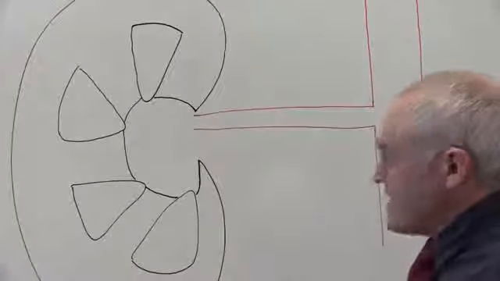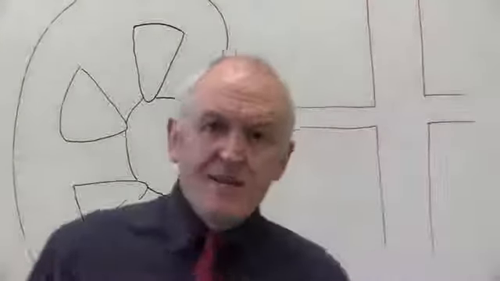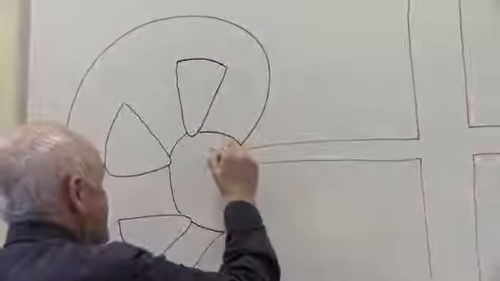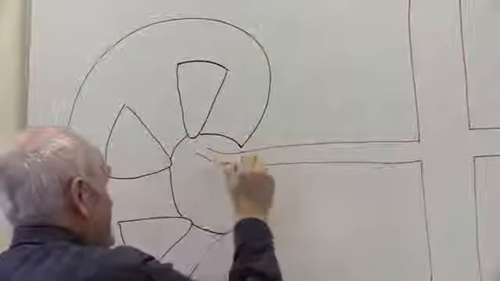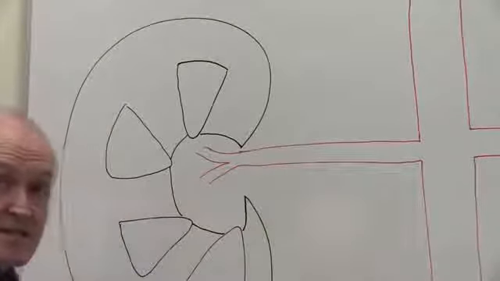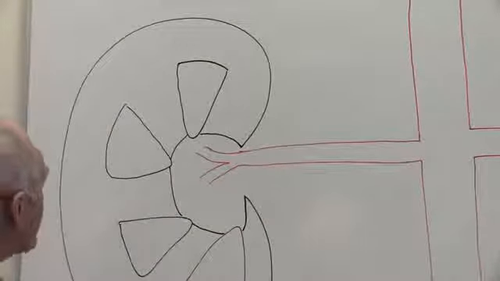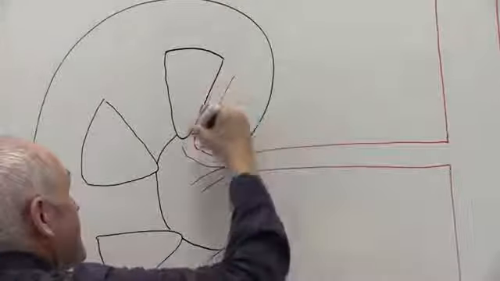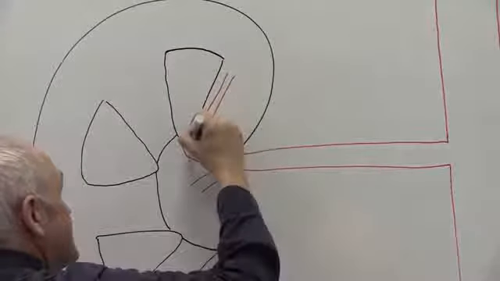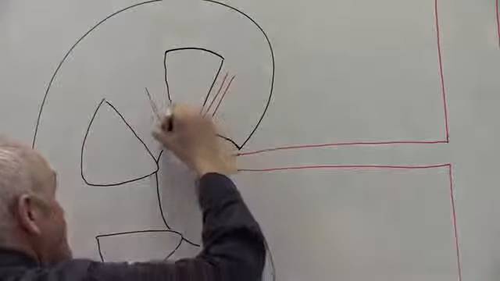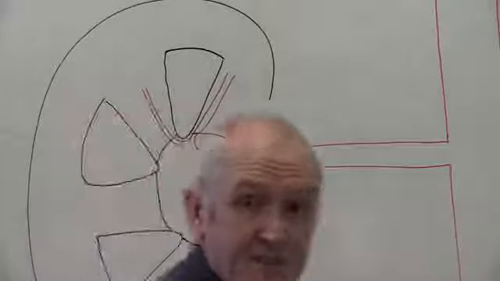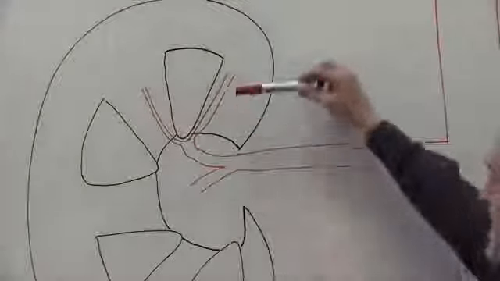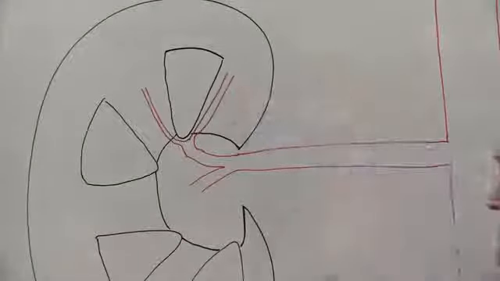Now, the renal artery divides into segmental arteries. So here we have some segmental arteries carrying blood off to segments of the kidney. And then the segmental artery will divide, and smaller arteries will carry the blood through the individual renal columns, the cortical columns. And these are the interlobar arteries.